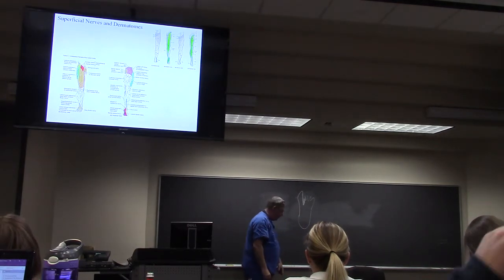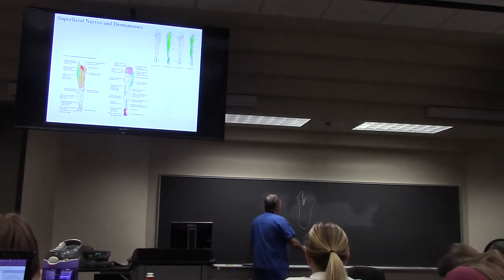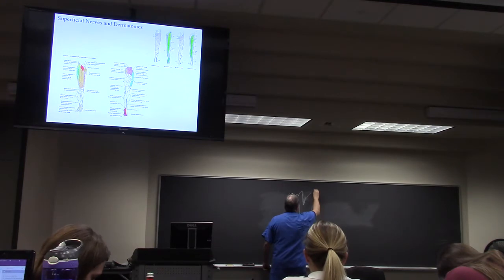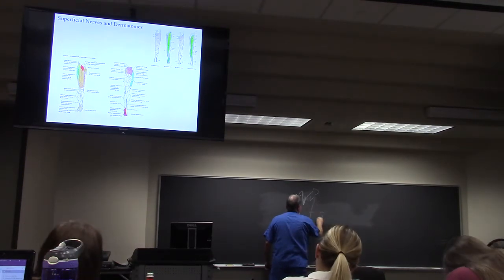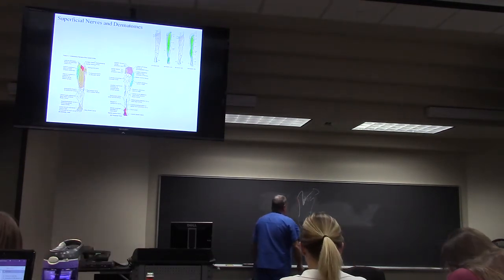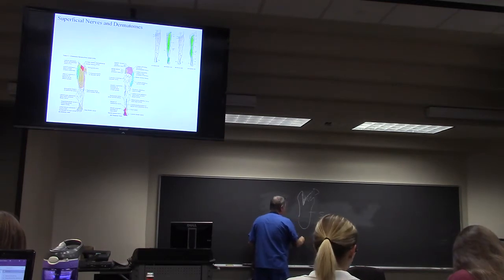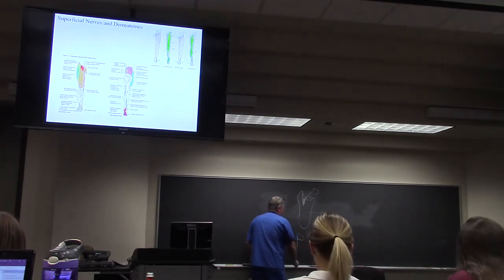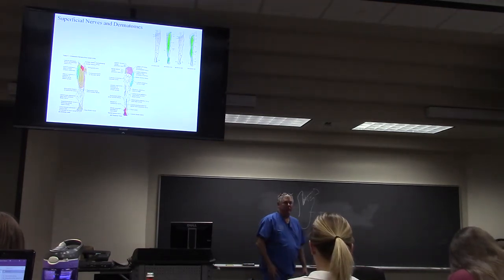This is the top of your foot. So that's the deep peroneal. The superficial supplies the lateral part of the foot. And then the plantar nerves supply the sole of your foot.